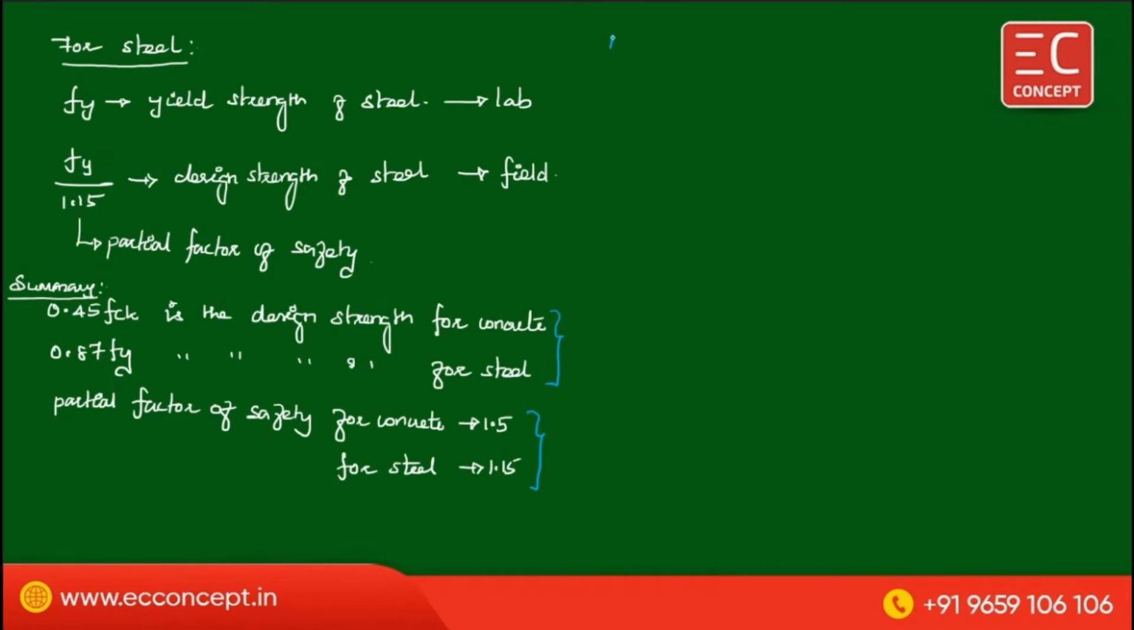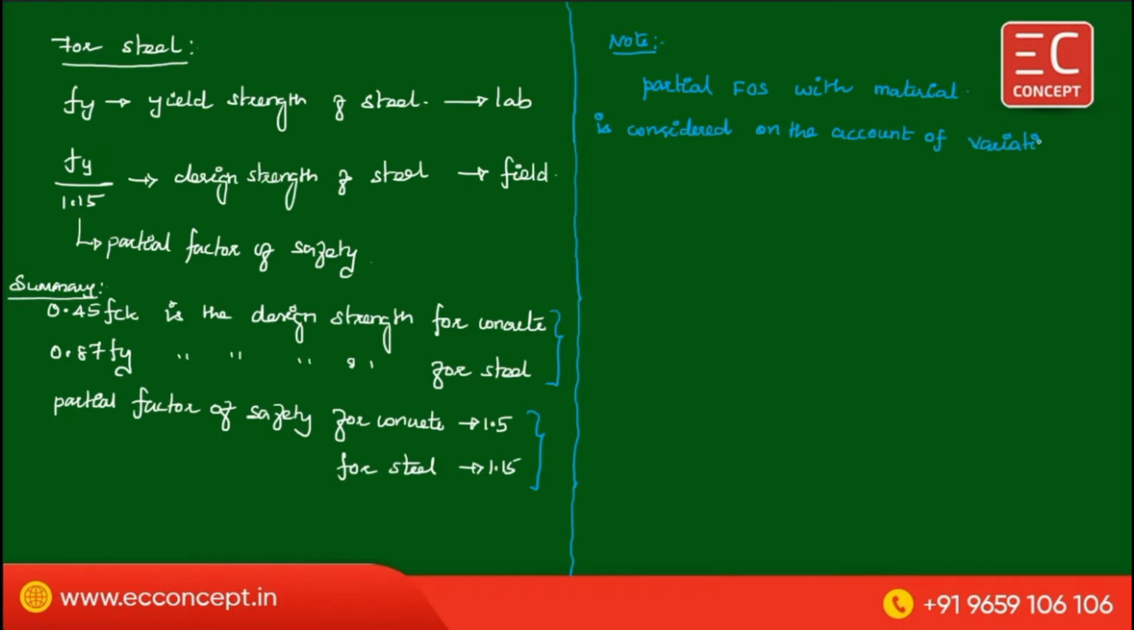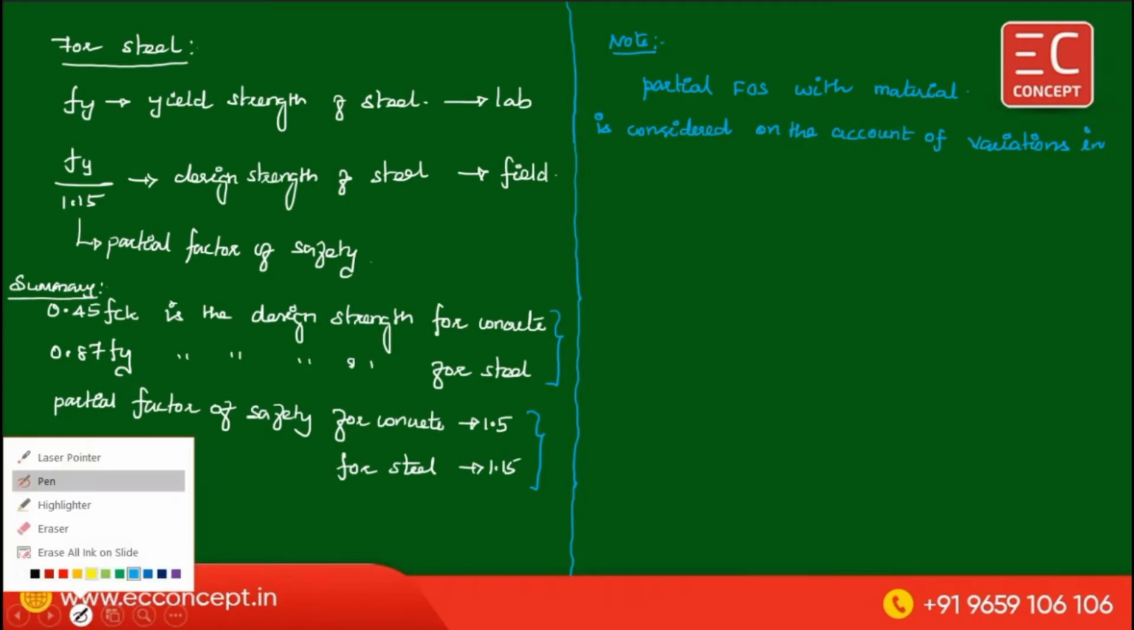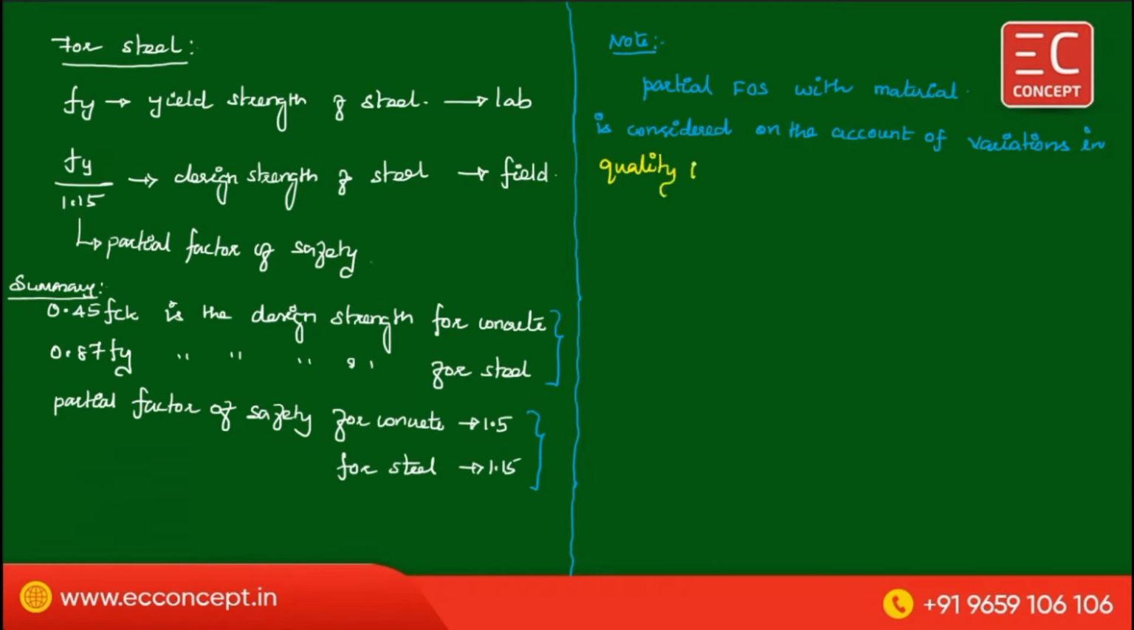Now see, we can put a note and write: why is the factor of safety of concrete more as compared to steel? What is the reason? We can write: partial factor of safety with material is considered on account of variations in quality control. This word, quality control, is important. This is also an examination question. Why is the factor of safety of concrete more as compared to steel? The reason is the quality control.